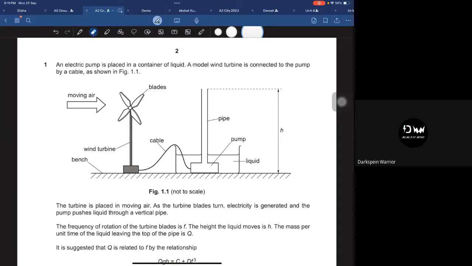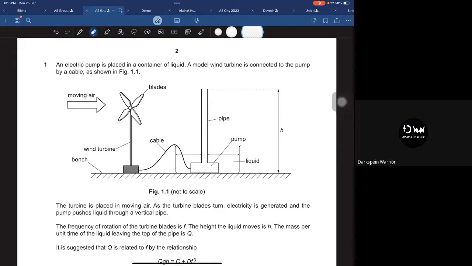So what I'm saying is that for this kind of paper, you need to have that mindset that okay, I am the examiner, and I'm going to set this paper according to this. All right, like that. So let's have a look.